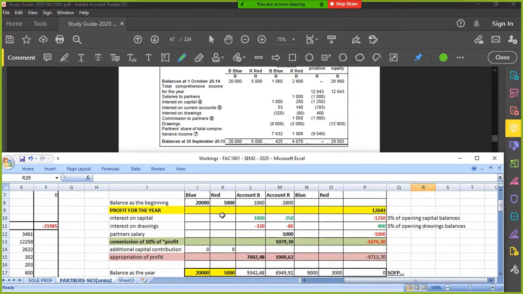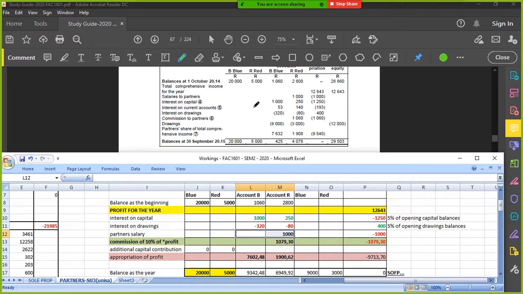Okay, here's the statement of changes in equity. Opening balances, capital, yes. Happy with that column, happy with that column. This column's fine. The 10,000, not 10,000, this one, that's fine. There's the interest on capital. Okay, they've got the salary. I've got the salary. I've got the interest. Okay, interest on the current accounts.